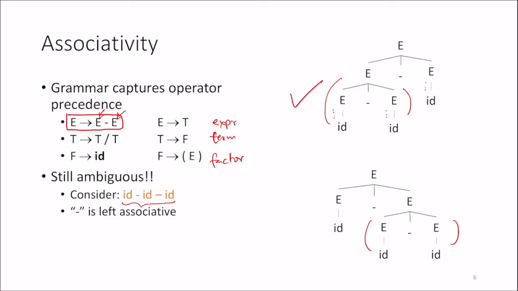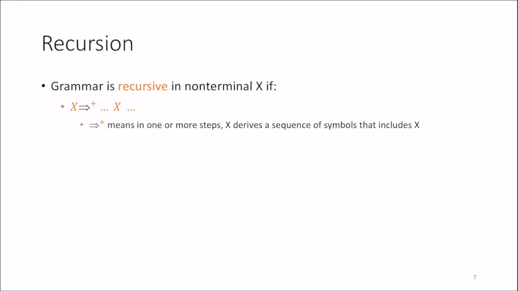So this is preferred and this is dispreferred. Now we want to use the same idea and allow one tree by changing the grammar, making the grammar unambiguous by modifying the non-terminals. So we want to group these operations from left to right. Before we go into how to do that, let's define some terms.